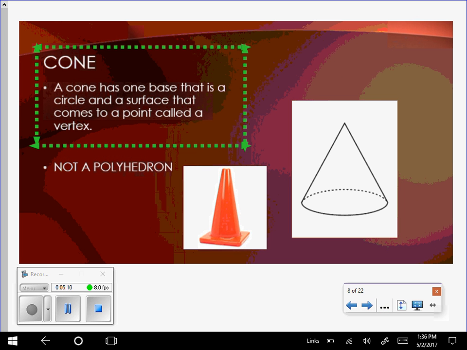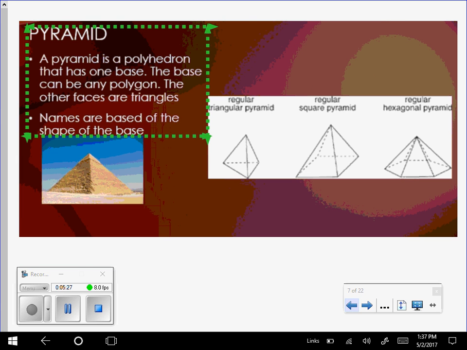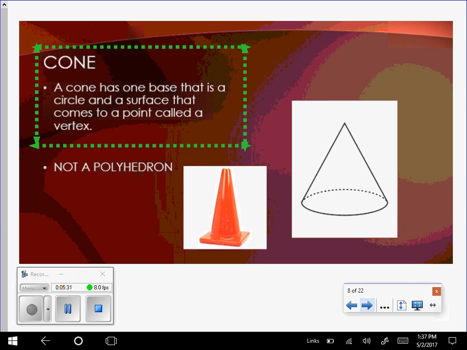Then we come to items that are not polyhedrons because, as I already mentioned, circles are not polygons, okay? So that's why this is not considered a polyhedron. But a cone has one base, very similar. A cone kind of correlates with pyramids in that it has one base. This base is a circle, and a surface that comes to a point called the vertex. That would be up here, obviously, on our cones.